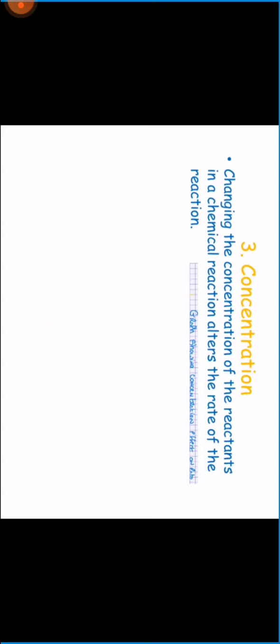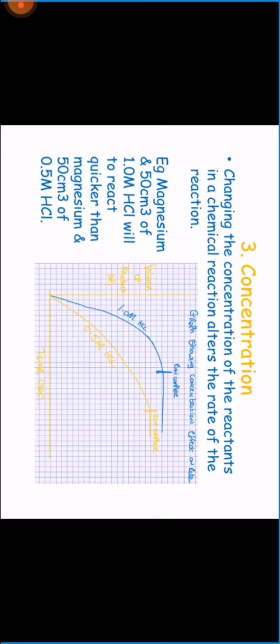So the third factor that we're going to look at is concentration and how it affects the rate of the reaction. Changing the concentration of reactants in a chemical reaction alters the rate. Let's look at a graph to show this. If I have magnesium in 50 centimetres cubed of 1 molar hydrochloric acid, it will react quicker than magnesium in 50 centimetres cubed of 0.5 molar hydrochloric acid. That would indicate to me that the higher the concentration, the faster the reaction.